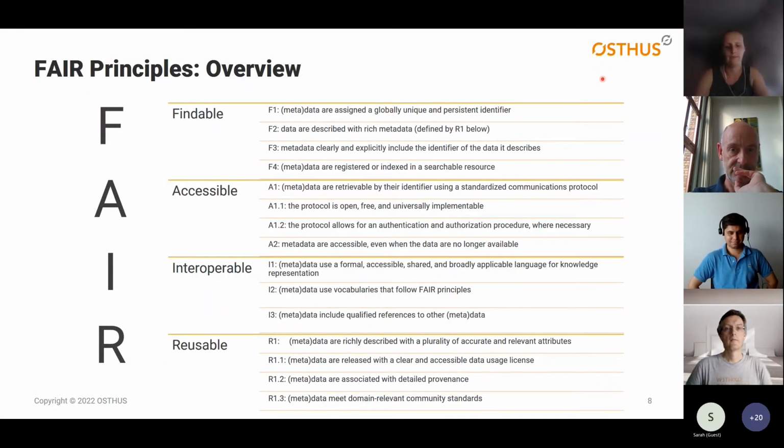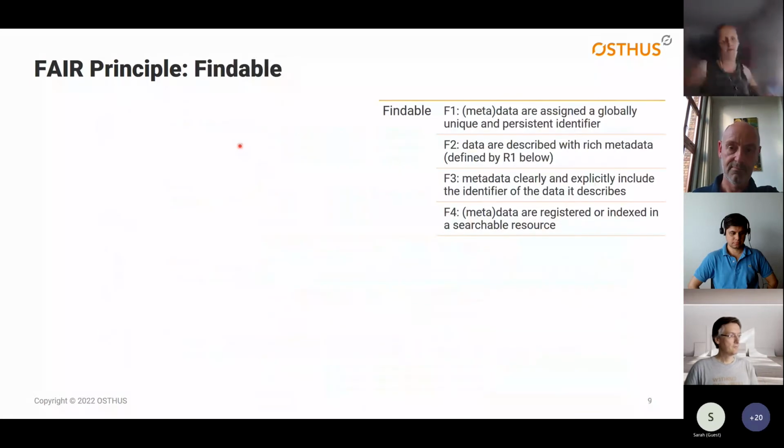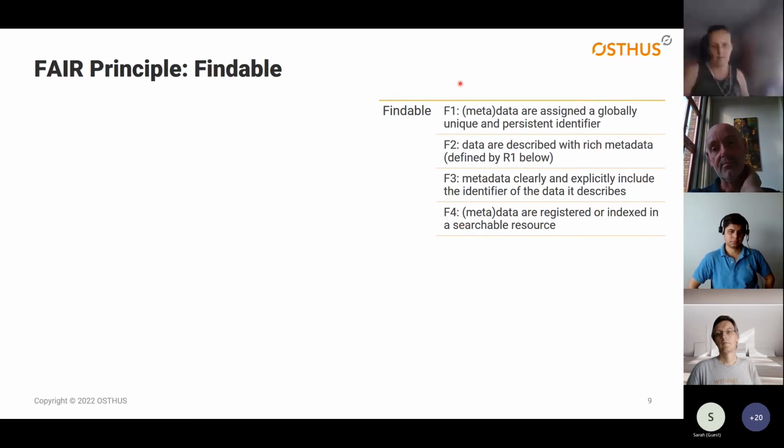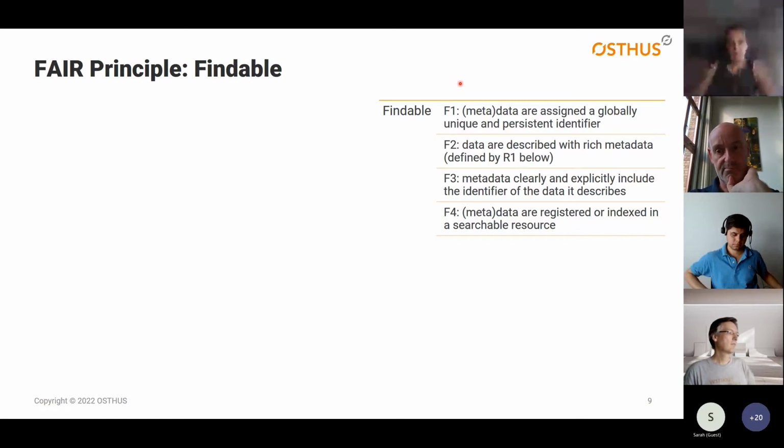So FAIR are some guidelines that were developed, meaning findable, accessible, interoperable, and reusable. So attributes or properties that well-managed data should adhere to. Let's go to the first one already, findable. And then we see that all the different FAIR principles are subdivided. In this case, it's F1 to F4. And I think the F will also be what is most important in the talk that Ralf is giving later.